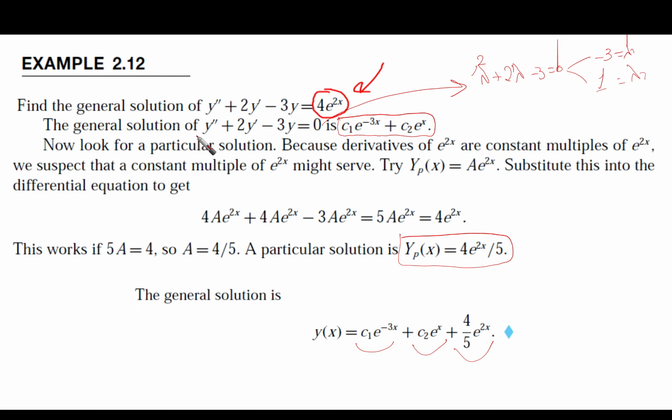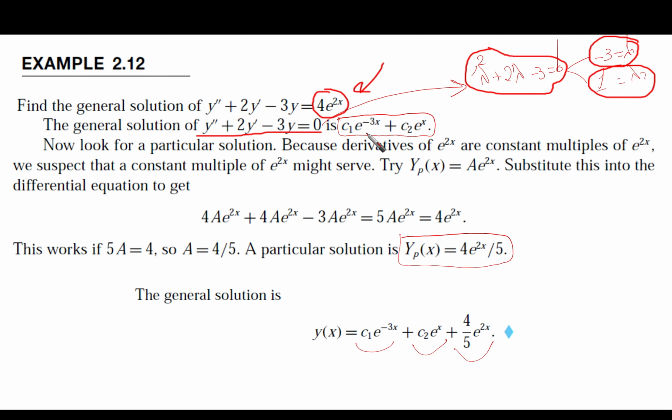The general solution of this homogeneous equation: this is the characteristic equation. It is going to be lambda squared plus 2 lambda minus 3 equal to 0. This means that we have two roots for lambda, lambda 1 and lambda 2. They are going to be minus 3 and 1. Then our solution for the associated homogeneous equation is going to be c1 e to minus 3x plus c2 e to x. So this is what we have here for the solution of it.